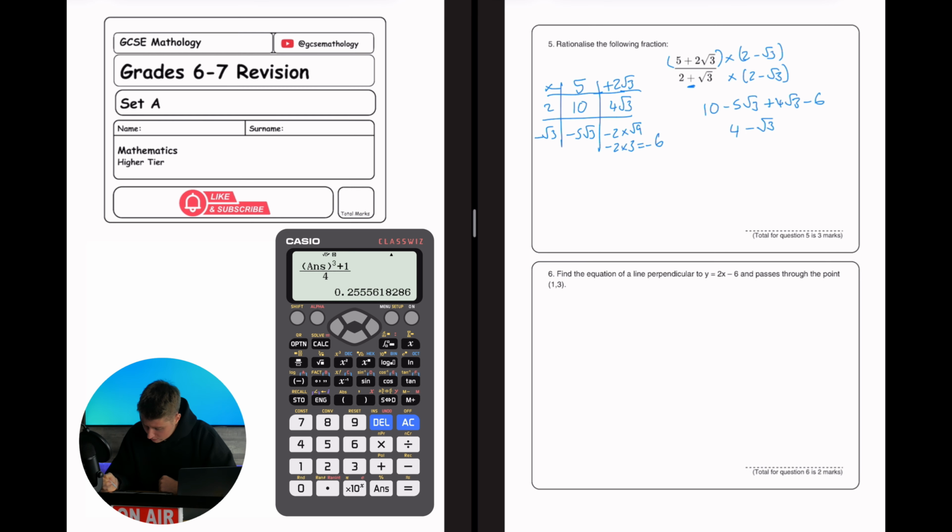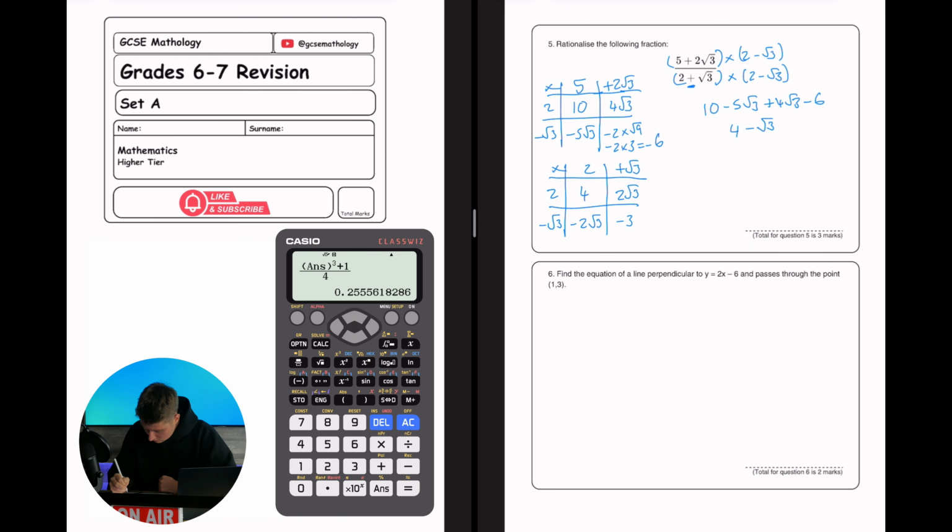And then on the denominator, we're going to expand these two brackets out. So we're also going to use the grid. So we've got 2 plus root 3, 2 minus root 3. So 2 times 2 is 4. 2 times root 3 is 2 root 3. 2 times negative root 3 is minus 2 root 3. And then root 3 times root 3 is root 9, which is just 3. So this is equal to minus 3.